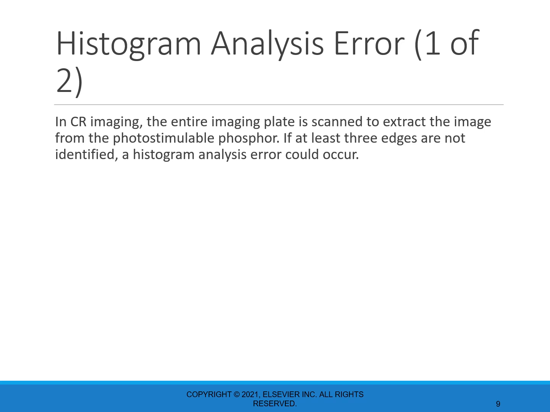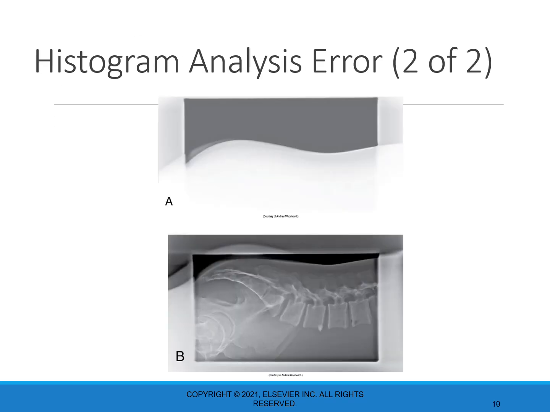One of the things on CR is that we want to make sure that if we are collimating on our imaging plate, we are equally collimating all the way around our image. Otherwise we can get a histogram error that will look something like this. This could be the patient with the exact same technique. A, I wouldn't see anything. B is almost an ideal image, and that just comes from that histogram error.